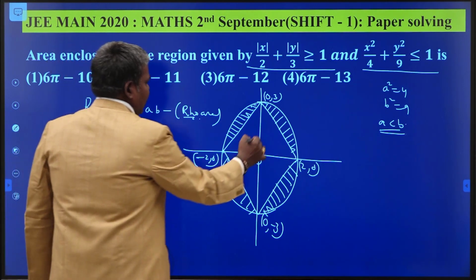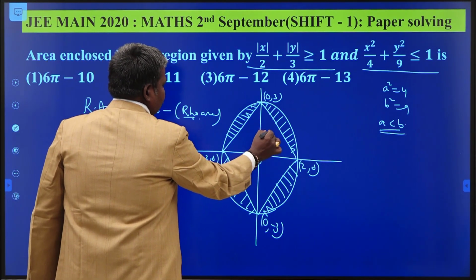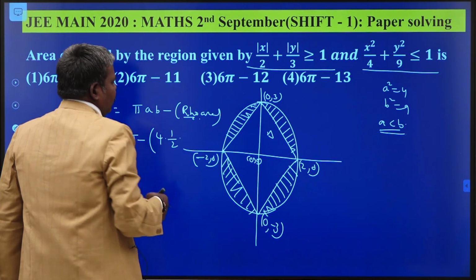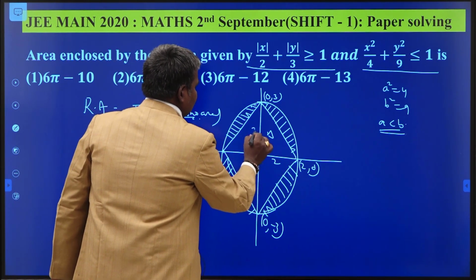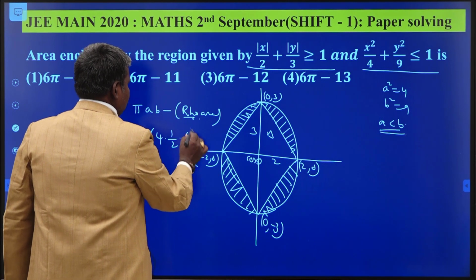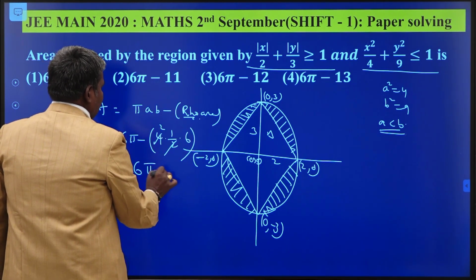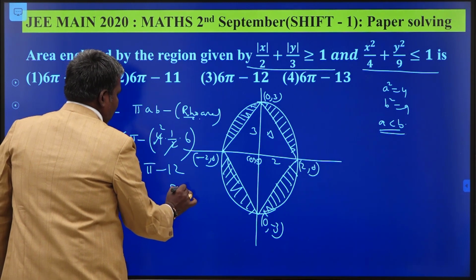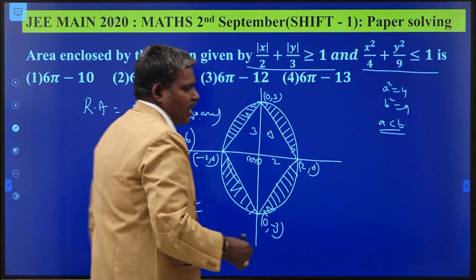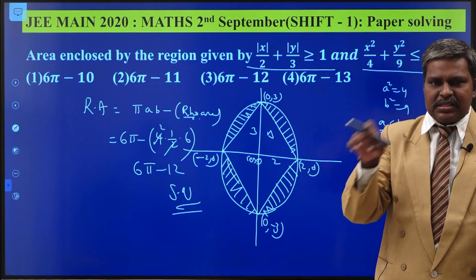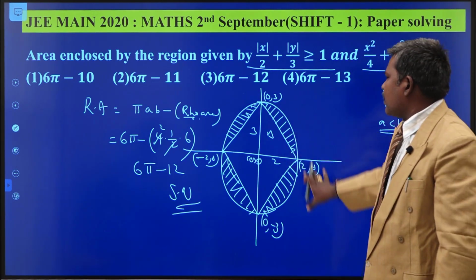Minus the rhombus area, which is 4 times the area of the triangle. Area of triangle is half into base into height: this is 2 units, this is 3 units. Two 3s are 6, so 2 times 6 is 12. The required area is 6π minus 12 square units. Very simple: area of the ellipse minus area of the rhombus gives your required area.